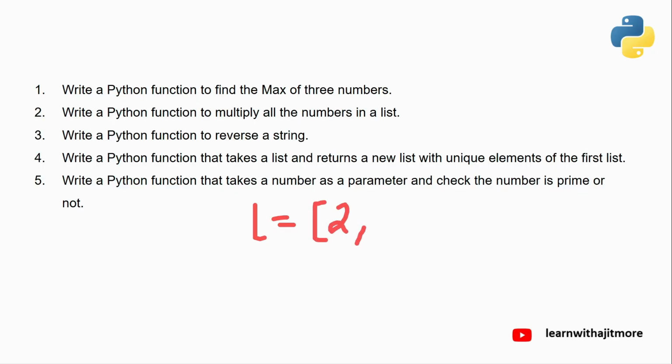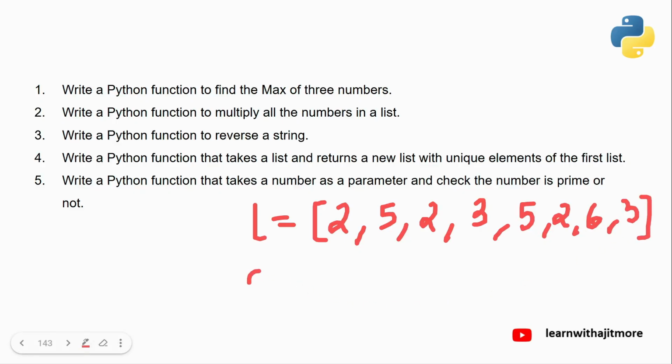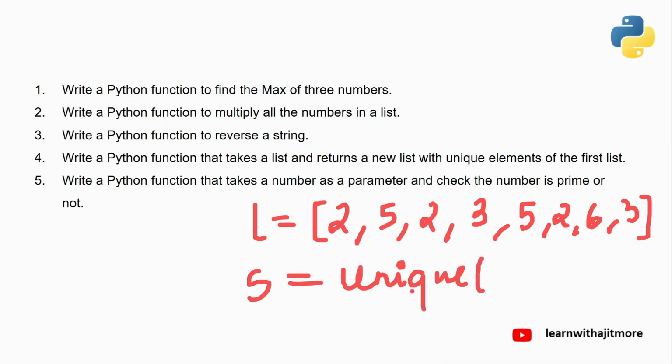See, here you have 2, then we have 5, then again maybe 2, then 3, 5, 2, 6 is there, 3 is there. Okay, and if I write S is equal to, and we'll write our function called unique. Unique is a common English term also, no? Many times we say, मेरा दोस्त unique ही है, getting? So unique means what? No one is similar to it. It means distinct, without repetition. Okay.